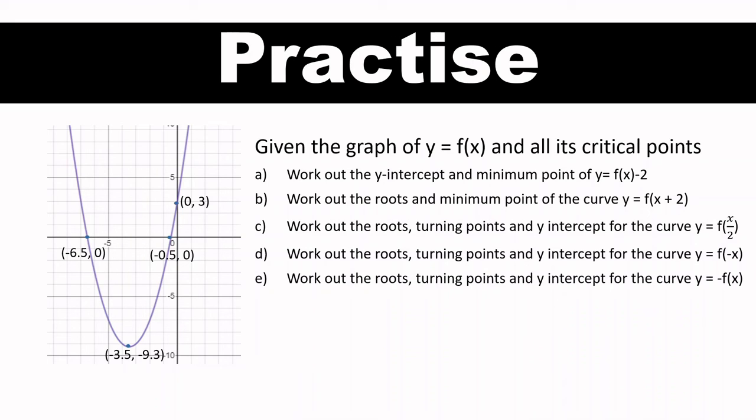Even though I'm not telling you what the function was, you should be able to tell me how these points get transformed through the transformations of subtracting some value outside the bracket, adding some value inside the bracket, dividing the input value by 2, making the input value negative, or making the whole function negative. Go ahead and hit pause now and give that a go, and hit play when you're ready to move on to the next question.